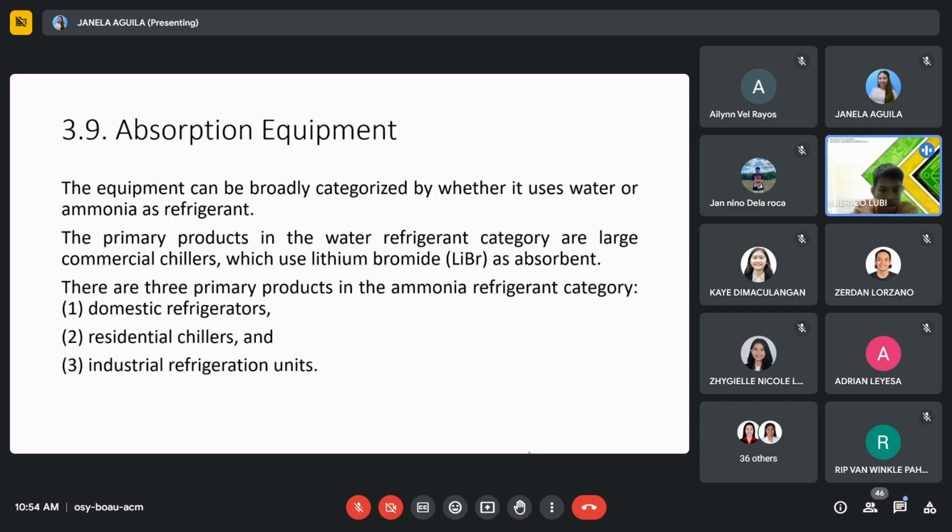Bali, ang sinasabi lang sa slide na ito ng absorption equipment ay may dalawang category based sa liquid na ginagamit nila para mag-create ng cooling effect. Yun ay ang water-based with lithium bromide at ammonia-based. Next po.